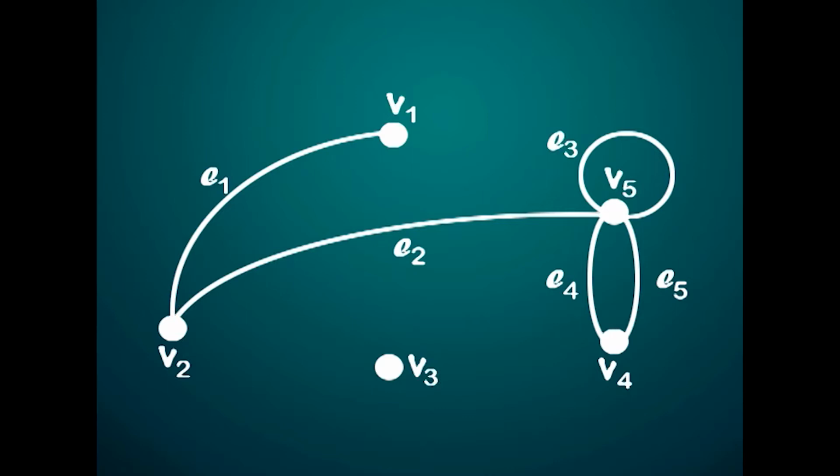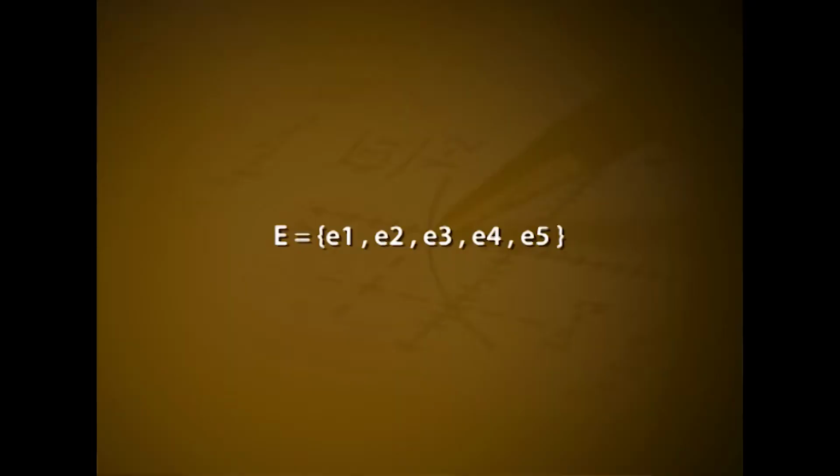Consider the following graph. It has a loop and multiple edges. In this graph, the edges are given names. The set of edges is E = {E1, E2, E3, E4, E5}, where E1 is the edge connecting the vertices V1 and V2. There is a loop at the vertex V5, which is given by the edge E3. There are two edges, that is multiple edges, which are E4 and E5 between the vertices V4 and V5.